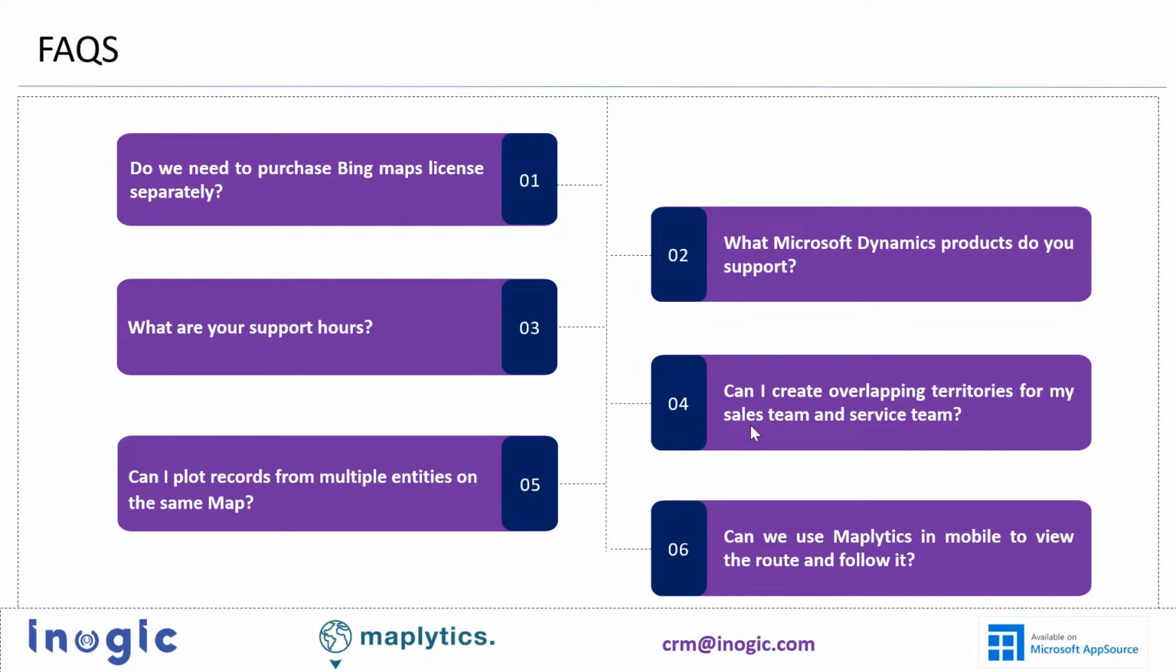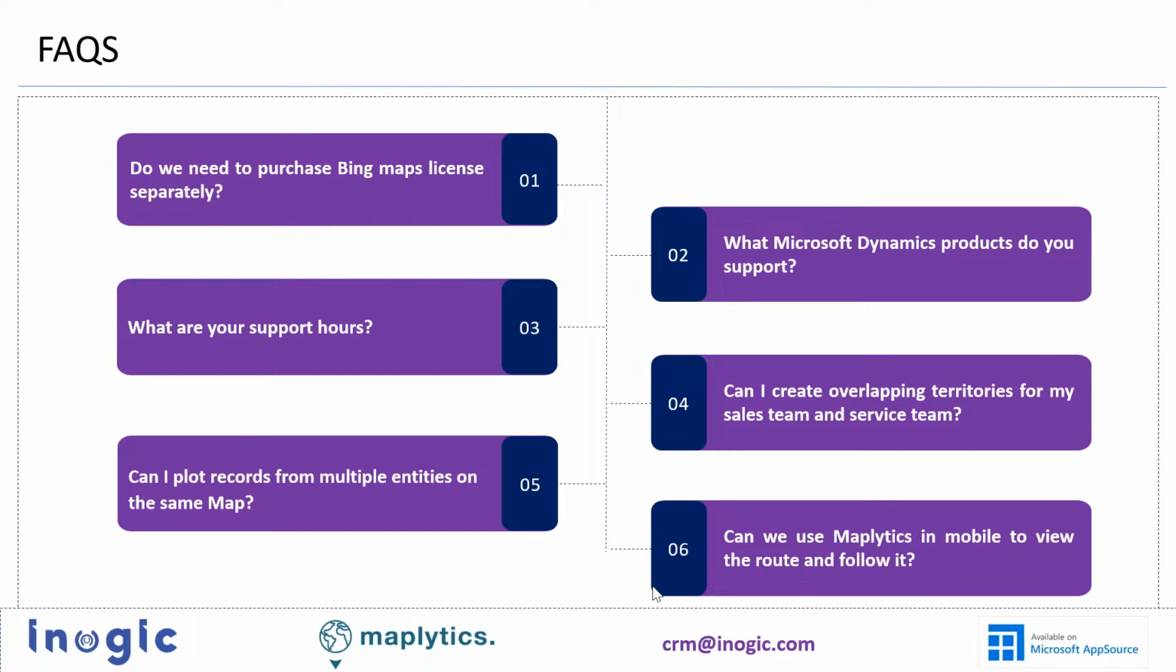Now here we have another question. Can I create overlapping territories for my sales team and service teams? Yes, many situations need overlapping territories for the same locations, and that is available in Maplytics as well. You can create overlapping territories as well as see the hierarchical territories. Can I plot records from multiple entities on the same map? Yes, we have removed the limitation, and you will now be able to plot multiple data sources all together on the same map.